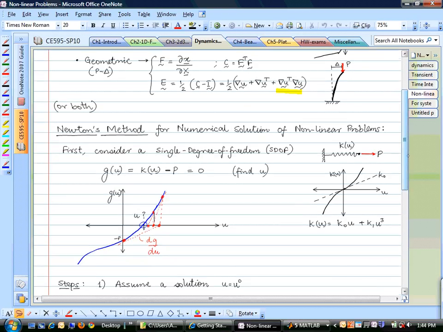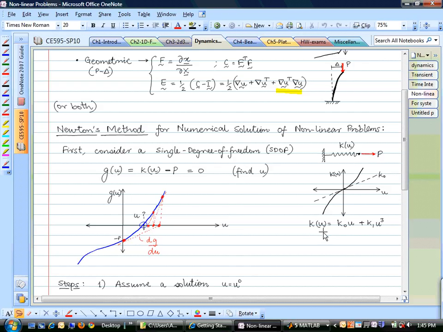So we talked about Newton's method, or some people call it the Newton-Raphson method, for solving nonlinear problems. I'll go over this a little bit, and then we'll do a little in-class exercise on this. So the idea is that you want to solve this nonlinear spring with some applied load. You want to find out what is the U, what is the displacement if you apply load P. And the nature of this nonlinear spring is given like this.